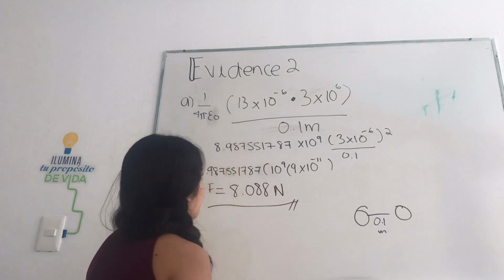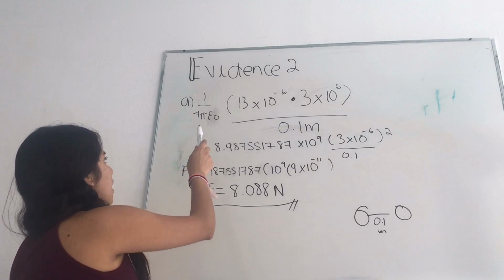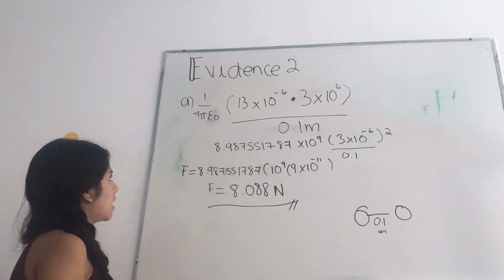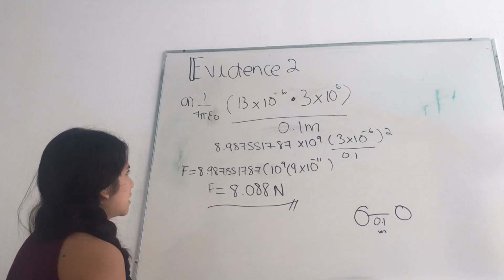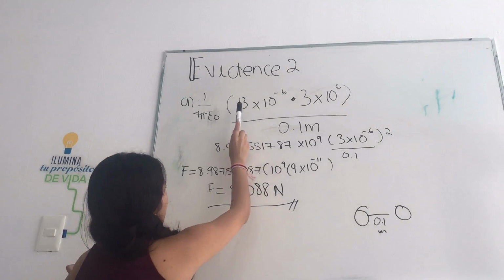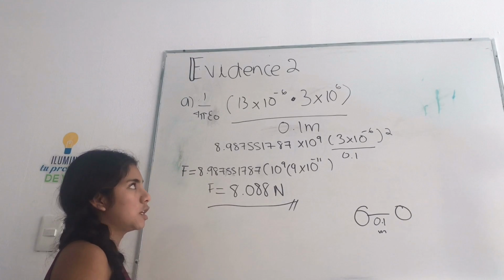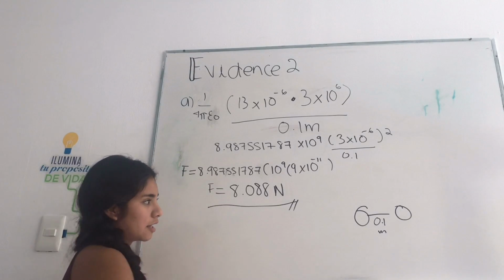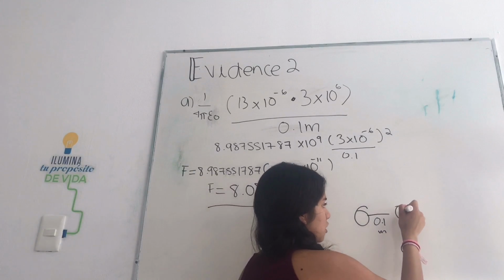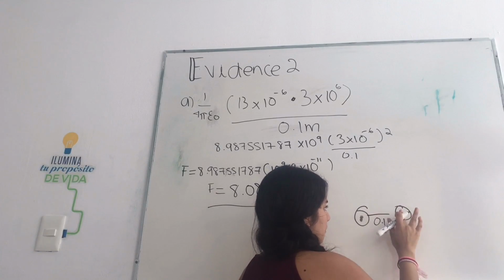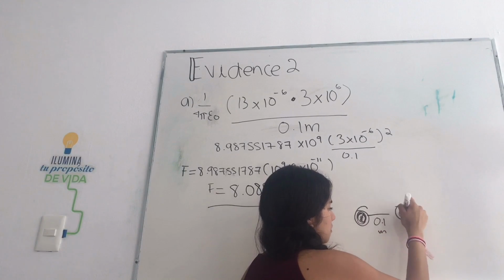Okay, first of all, we have to multiply 1 over 4π epsilon 0, that is 1 over 4π epsilon 0 times 3 times 10 to the 6 times 3 times 10 to the 6. That is, of course, the charge of each of these small balls.